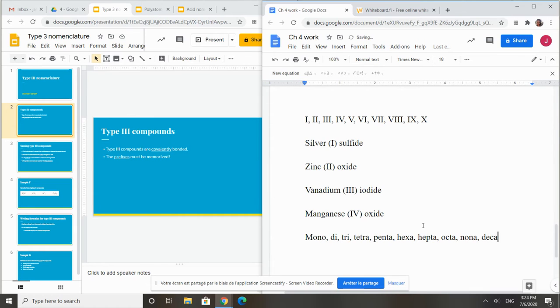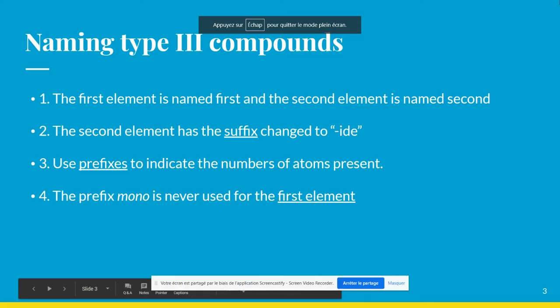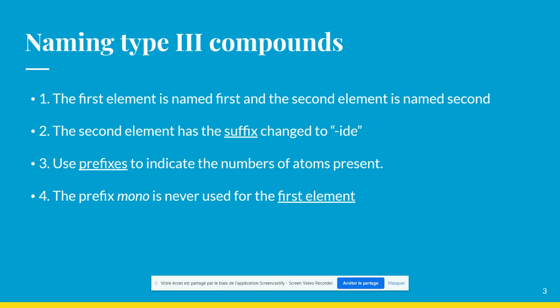So you will need to memorize up until 10, but I think these are pretty similar to the ones that you see in math anyway. Okay. So with type 3 compounds, similar to type 1 and type 2, the first element is named first and the second is named second, hence it being in that order. Also, like type 1s and type 2s, the second element has its suffix changed to IDE.